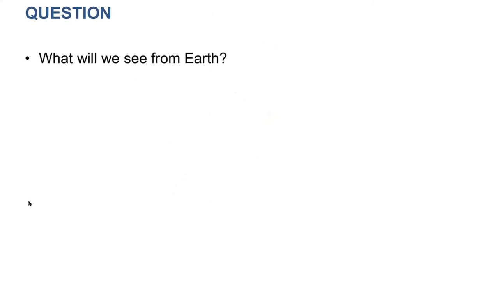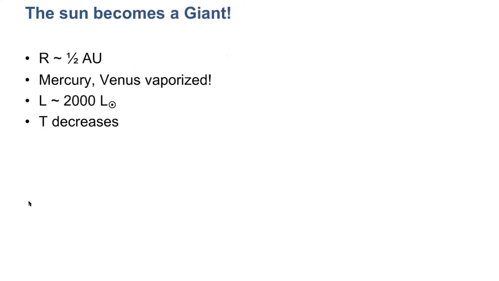So what will we see from the Earth? How will this look if we're still around in 5 billion years or so when this starts happening to the sun? Well, the sun is going to get much, much bigger. How much bigger? Well, it's going to keep getting bigger and bigger and bigger, and eventually it will reach a radius of about a half an AU. That is well outside the radius of Mercury's orbit, and it's almost to Venus's orbit. The planet Mercury is gone. Venus is probably close enough to the surface of the sun that it's also vaporized.